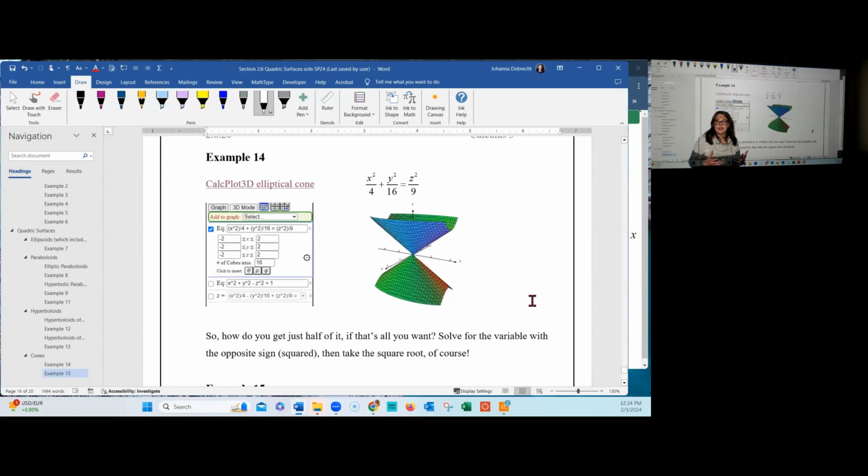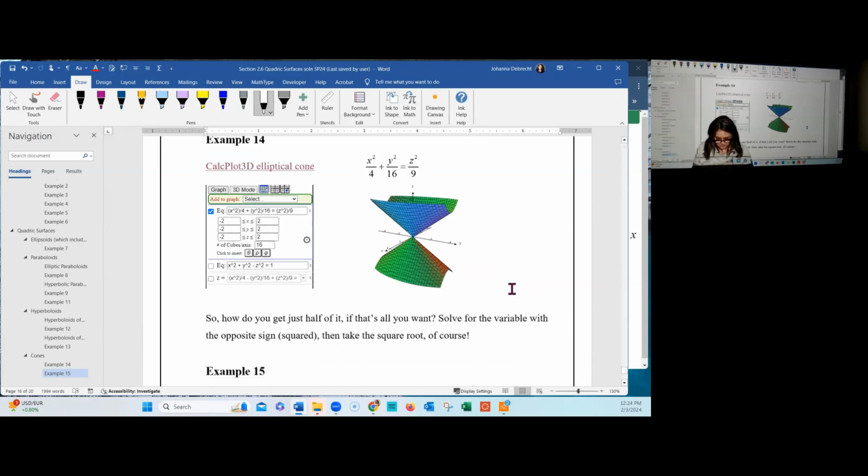So how do we get the shape of an ice cream cone, just half of it? What we do is we solve for the variable that it's symmetric about, the one that's isolated on one side by itself, and then take the square root of it. And that will give us just one. So the positive square root would give us the one in the up, right, or forward direction, and the negative square root would give us one in the down, left, or back into the screen direction.